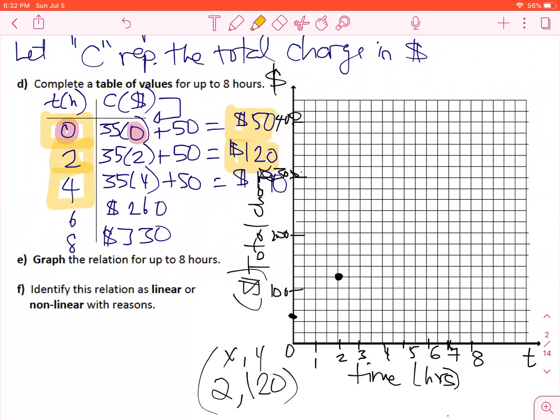All right, let's go to 4, 190. Here we go. 6, 260.